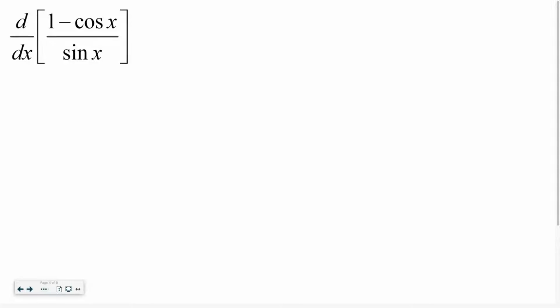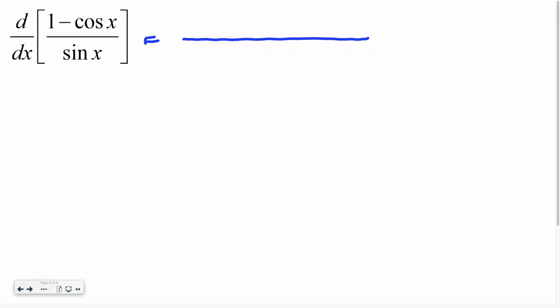Sine squared x. Okay, how many of you use the quotient rule? Everyone use the quotient rule. Okay, sounds good. Okay, Alex, tell me what you have for your quotient rule.